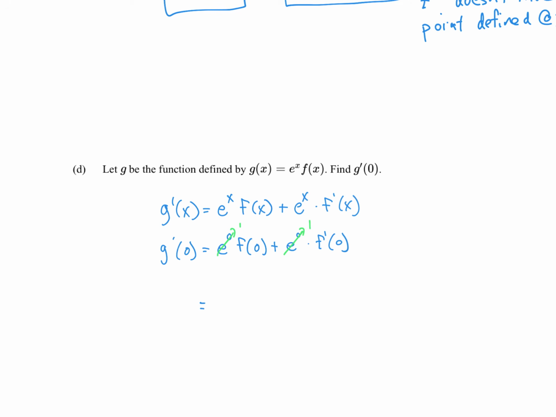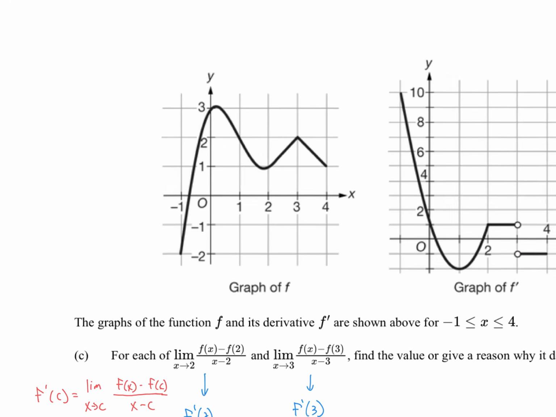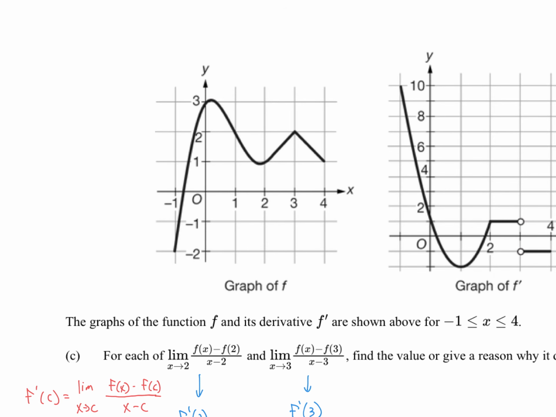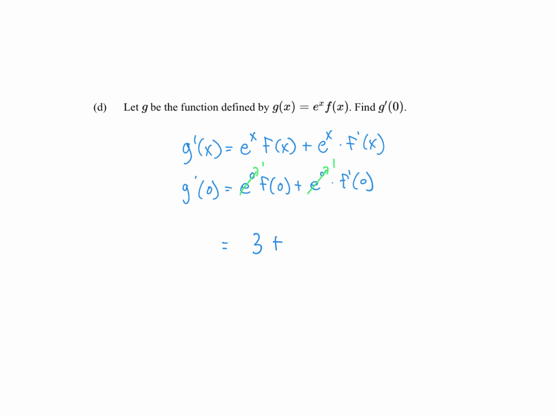Okay, and then now we just really need to add f of 0 and f prime of 0. So we'll go up to the graphs. Okay, so f of 0 is 3, and f prime of 0 is 1, and that's it. So this is really just 3 plus 1, and that's 4.